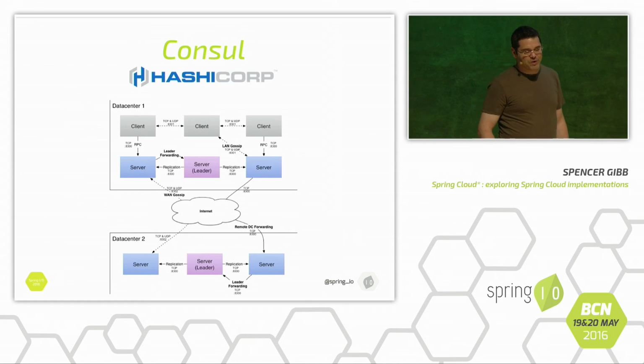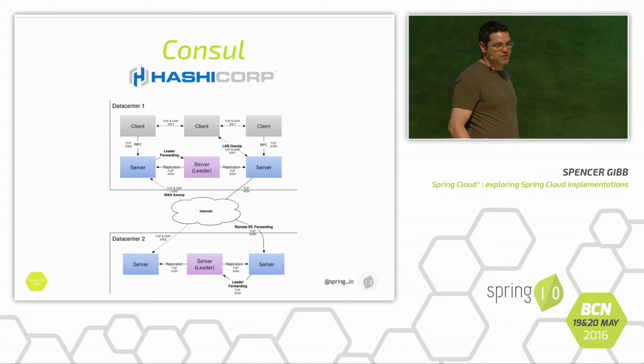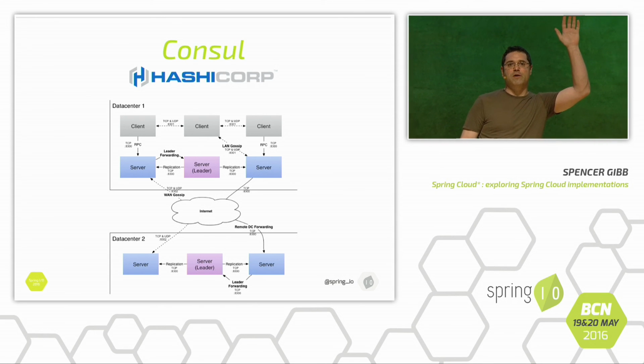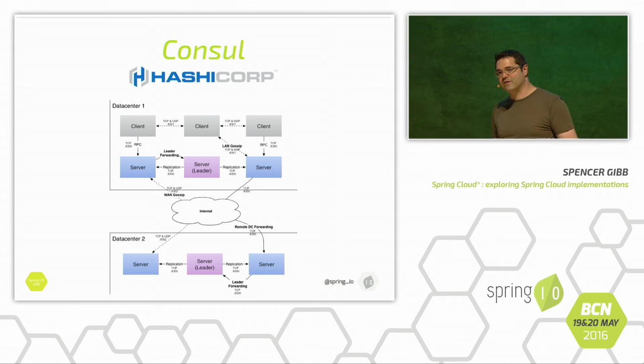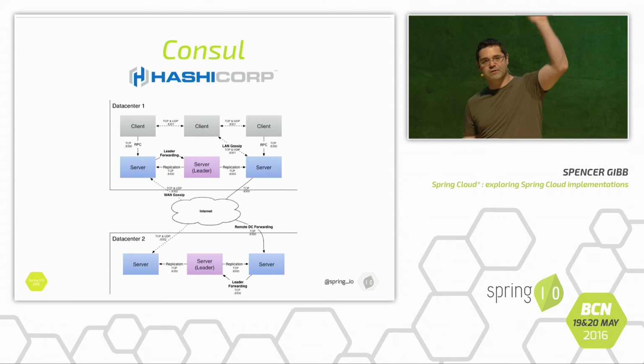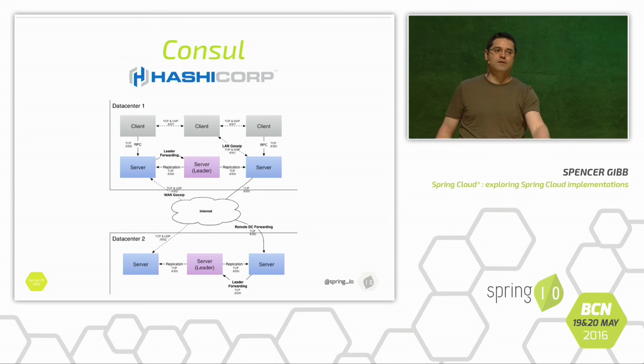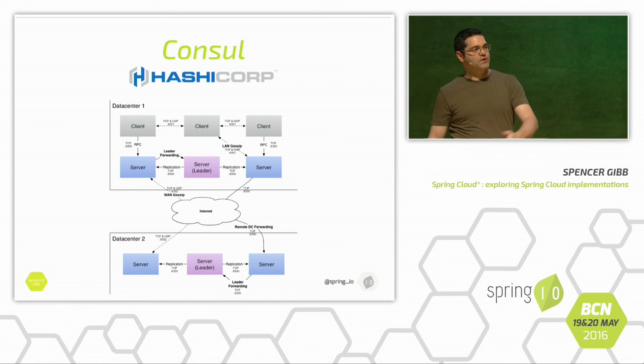So the next system we're going to talk about is Consul by HashiCorp. Anyone heard of Consul before? Fair number. Okay, those of you who haven't heard of Consul, you heard of Vagrant. A few more. Okay, same guys that wrote Vagrant wrote Consul. And Consul is an interesting system. It does both configuration and service discovery.